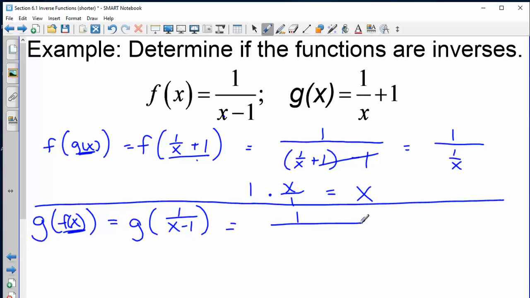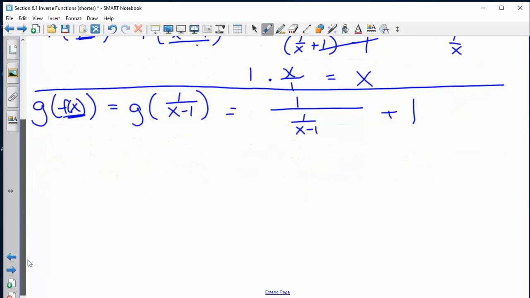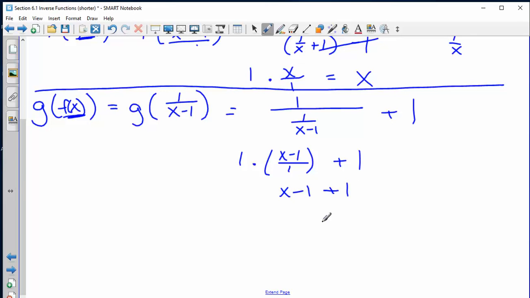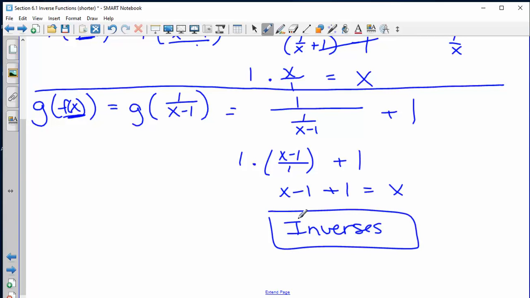So that's 1 over x minus 1 plus 1. So I have a fraction divided by a fraction, which means flip and multiply. What happens with 1 times x minus 1 over 1? And we just get the x minus 1 plus 1, which is x. So those are inverses because both ways it turned out to be x.